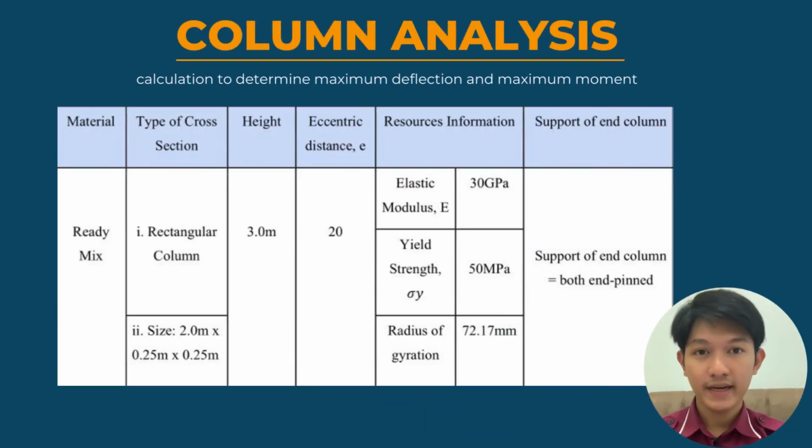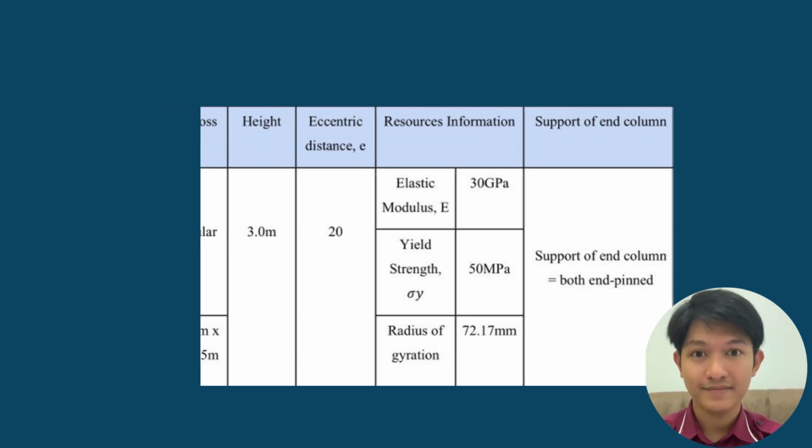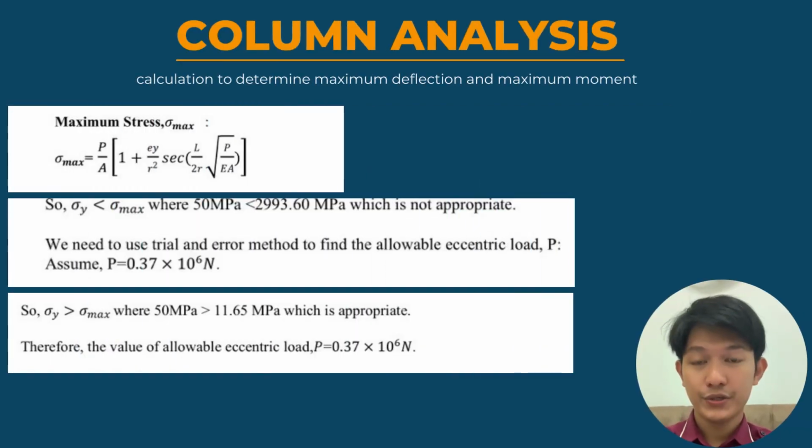The last analysis is to determine the value of the maximum deflection and the maximum moment of the column component. We use the ready-mix concrete with the compressive strength of 30. The elastic modulus value we use is 30 GPa. The yield strength is 50 MPa for the ready-mix concrete. The value we used to get the maximum stress is bigger than the yield strength of the material, which is not an appropriate value.